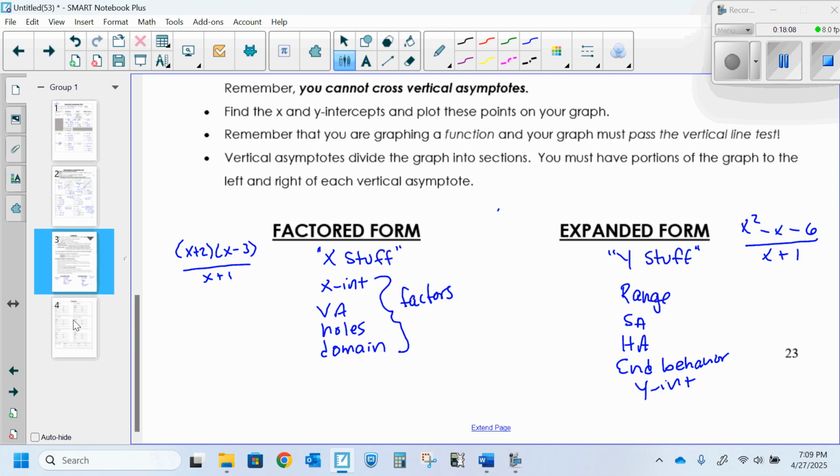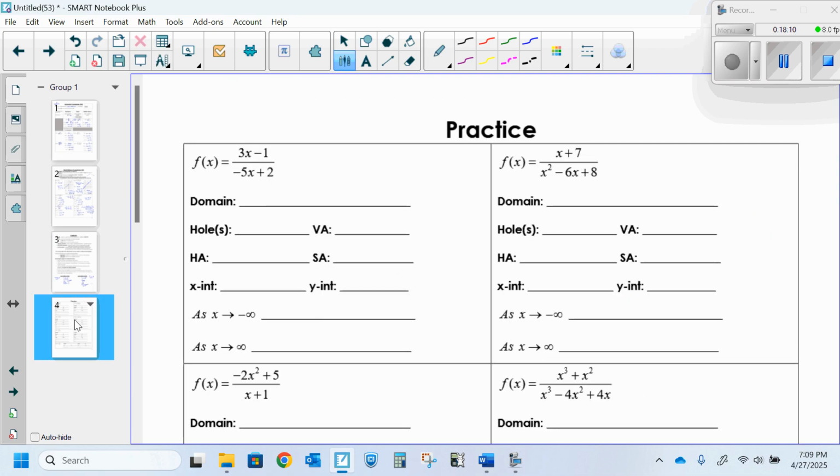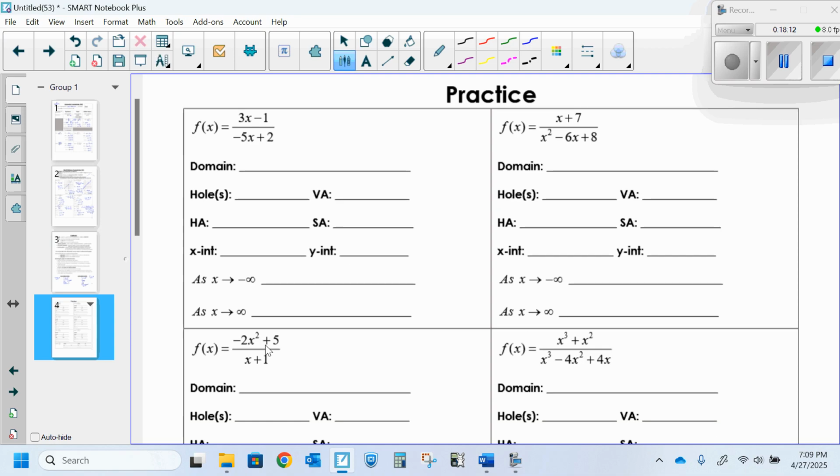All right, so this last page is just practice. I'm going to probably do all of these, so just hang tight. Fast forward, pause, do whatever you need to do, but I'm going to do all these examples, okay? All right, so we're going to find it all.